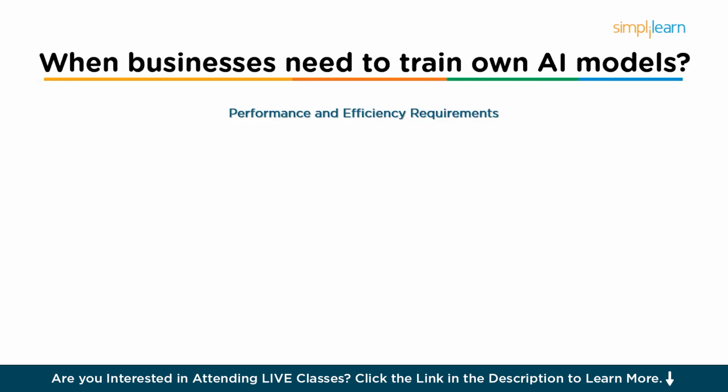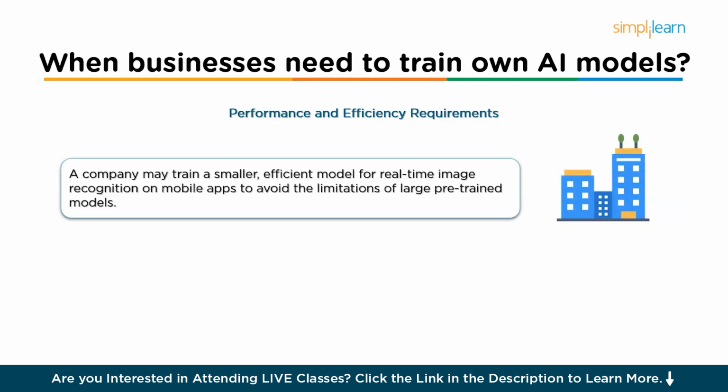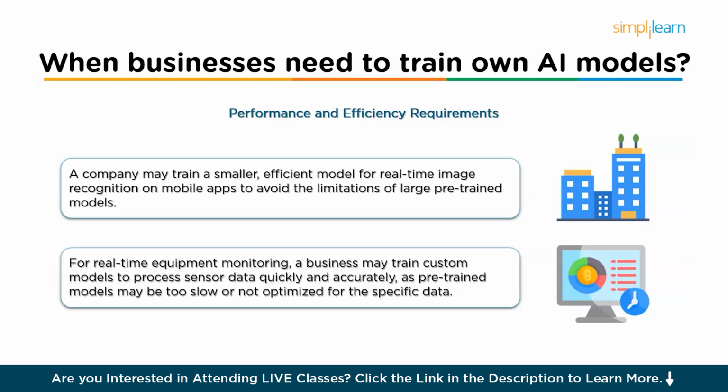Next come the performance and efficiency requirements. So pre-trained models are often large and computationally expensive, which might not be suitable for businesses with limited resources or those requiring real-time performance. So for example, a company building a mobile app for real-time image recognition might not want to rely on a large pre-trained model due to the constraints of mobile devices. So instead, they may train a smaller and more efficient model that can run locally on the device. Also, for an industrial application where AI is used for equipment monitoring in real time, a business may need to train custom models to process sensor data quickly and accurately. So pre-trained models could be too slow or not optimized for the specific types of data the business collects.